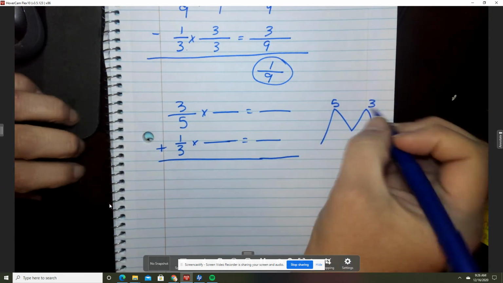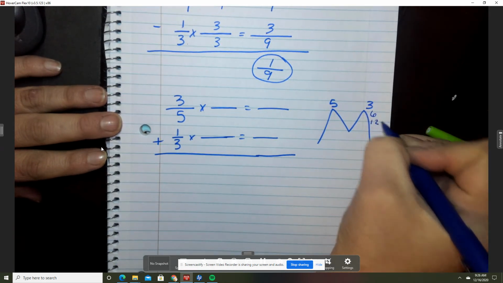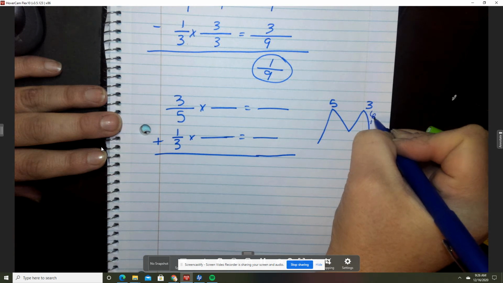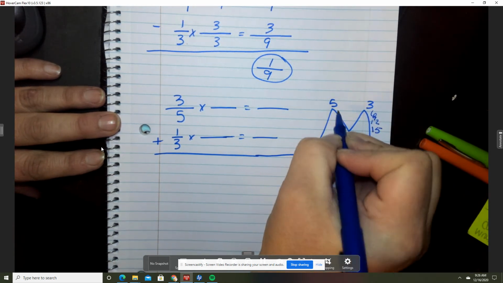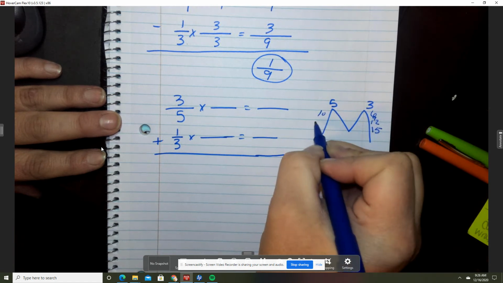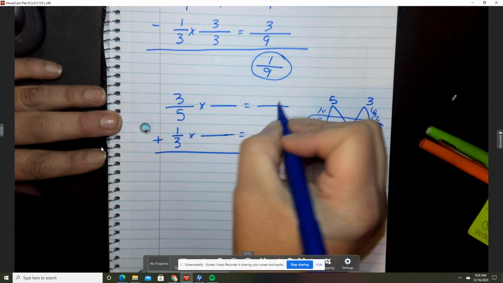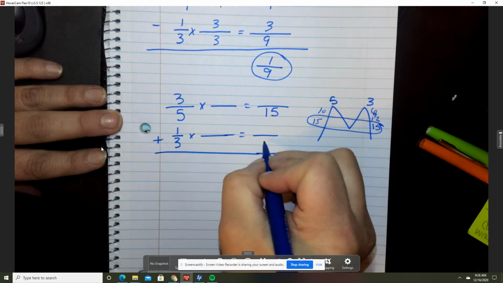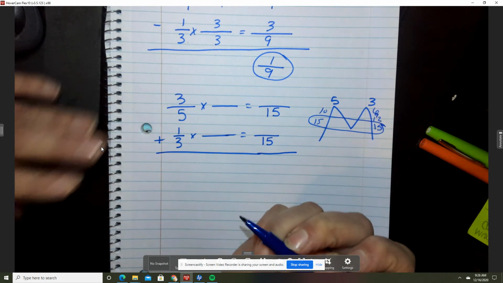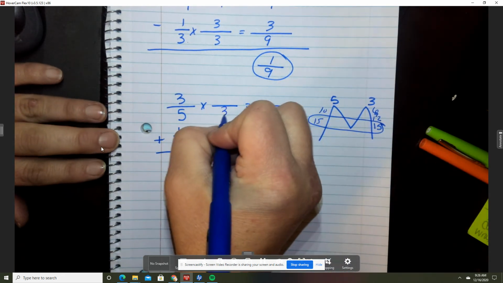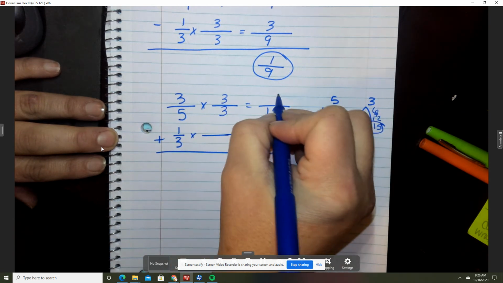All right, so my multiples here, 3 times 2 is 6. 3 times 4 is 12. 3 times 5 is 15. 5 times 2 is 10. 5 times 3 is 15. There you go. So we're going to use 15 as our denominator. All right. What did I do to 5 to get to 15? Well, you multiplied by 3. And then what I do to the bottom, I have to do to the top. 3 times 3 is 9.